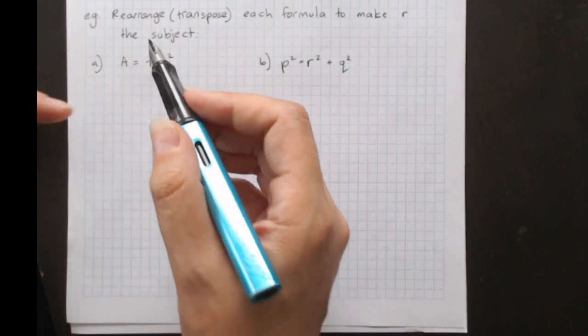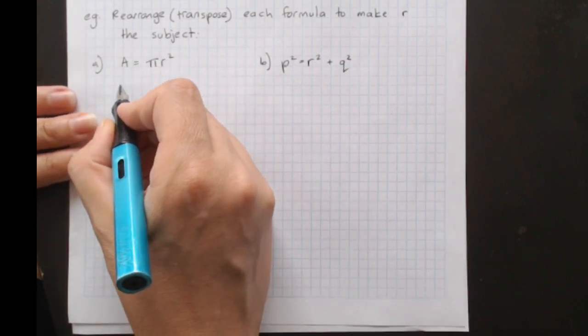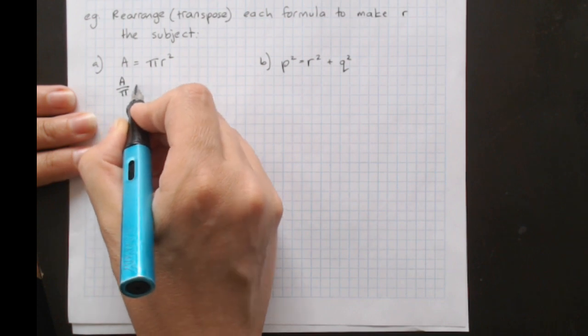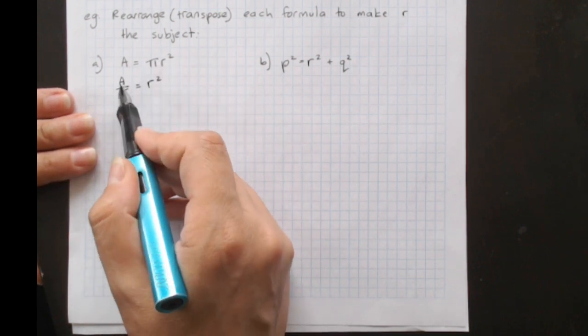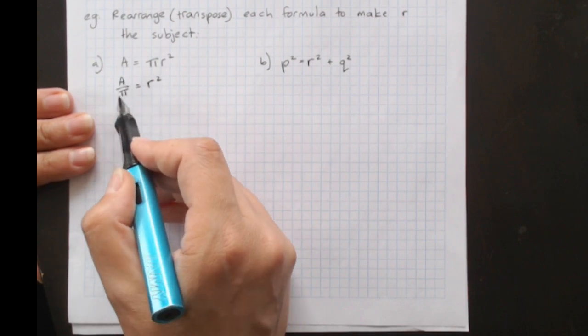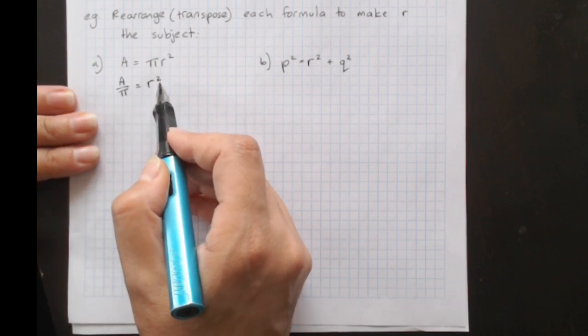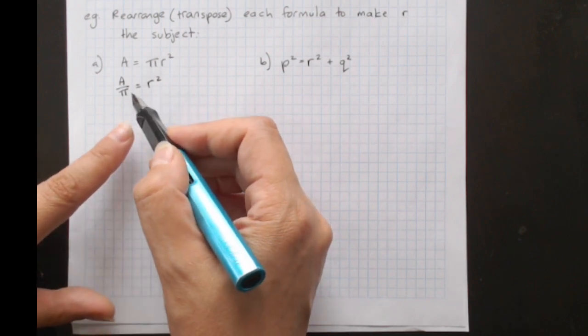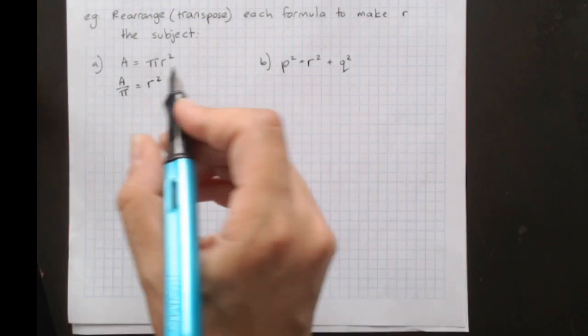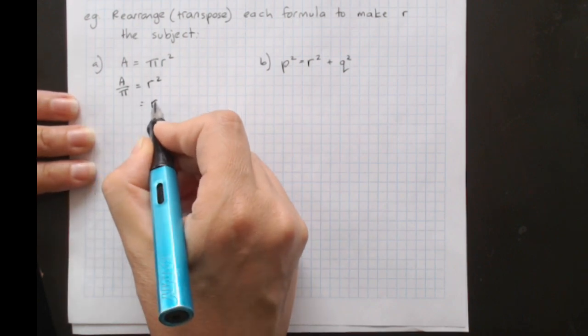Reversing that, I'll have to divide by pi first. Divide by pi on both sides, which cancels out the pi here, and now I've got a divided by pi is r squared. So I had r, I squared it, and I got this. To get rid of that squared, I've got to do the square root.